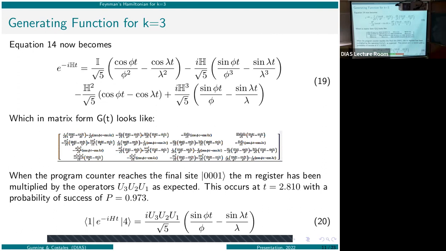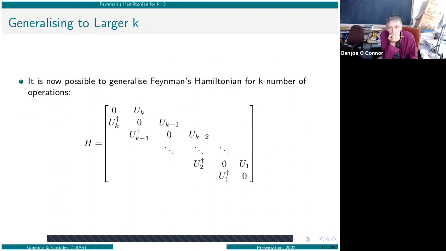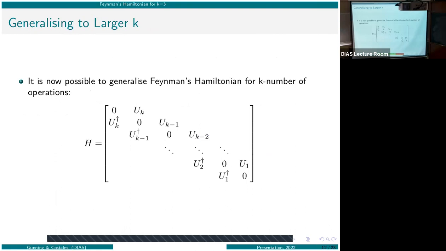So now Jason's going to talk a little bit about how we generalize to larger k using the patterns that we've defined. We wanted to generalize everything that we've done so far for higher ks, because for an actual computer, we're talking about operation sizes of maybe k equal to 10 to the power 6 and maybe even more. So using the principles that we learned from k equal to 2 and k equal to 3, we wanted to first extend the Hamiltonian to generalize to higher ks.